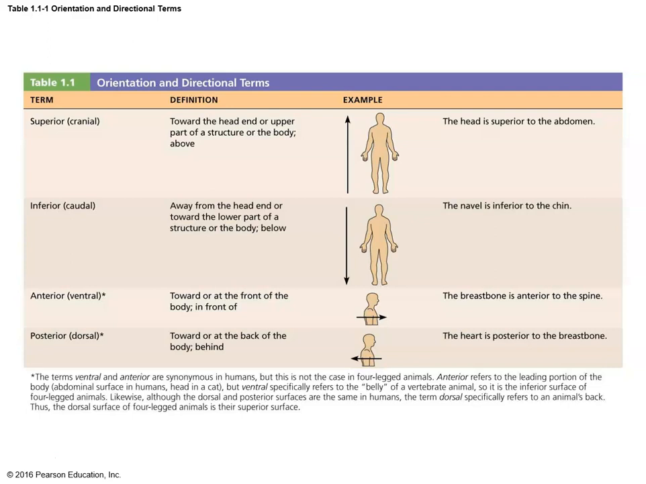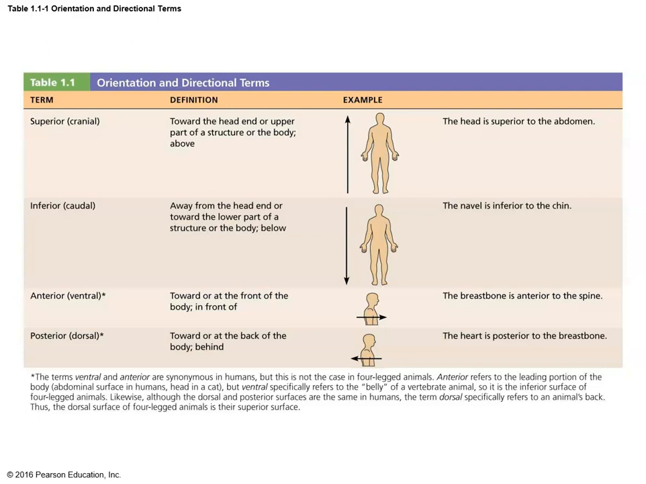Superior is talking about something that is more towards the head than the other thing in question. So we're always comparing two different things to each other. So if we say something is superior, it means it's closer to the head. The example here is the head is superior to the abdomen. Obviously, the head is closer to the head than the abdomen is. We could say the shoulders are superior to the hips. We could say the nose is superior to the mouth.